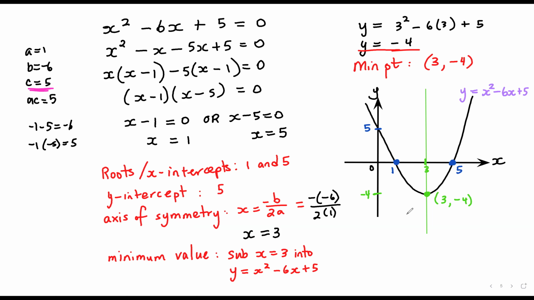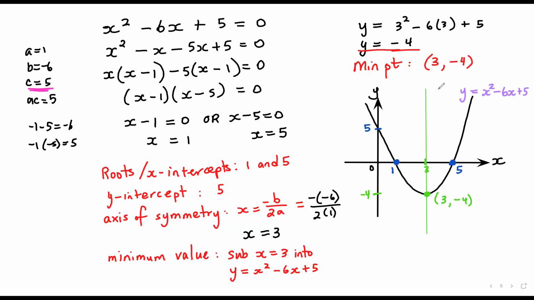So for this one, we found the roots by solving the quadratic through factorization. Then we identified the y-intercept by simply seeing what c was in the equation. We found the axis of symmetry using the formula minus b over 2a. And we found the minimum value by substituting our x coordinate into y equals the quadratic equation given, to find the minimum value, which is the y coordinate of the minimum point, right?